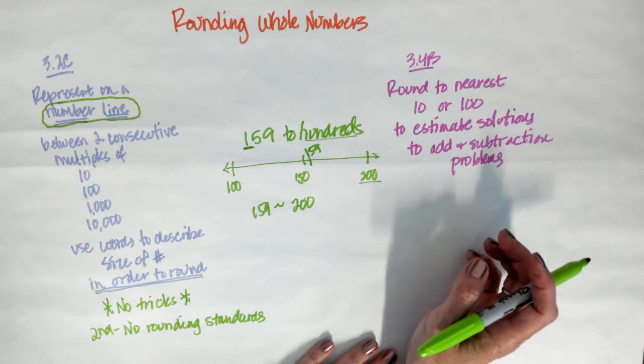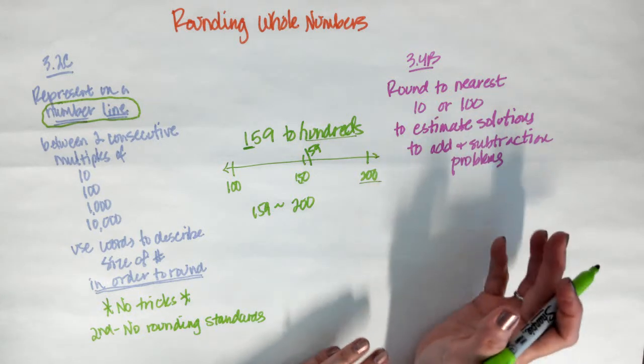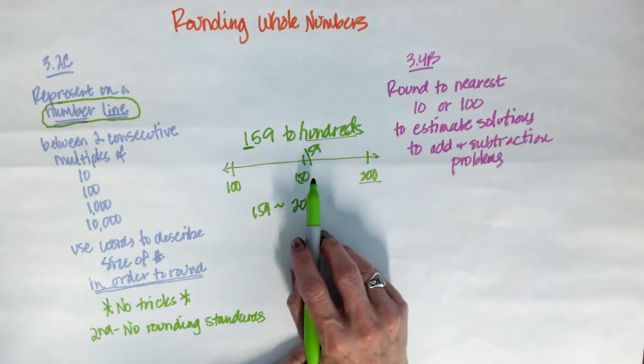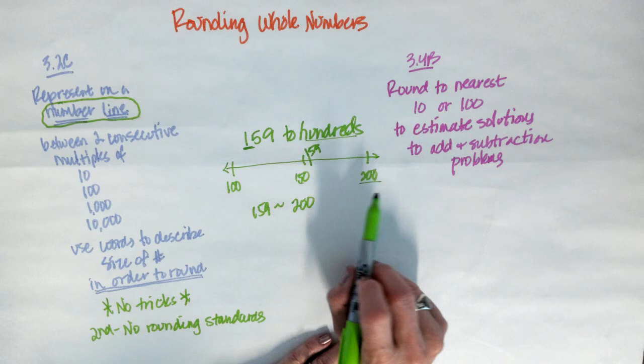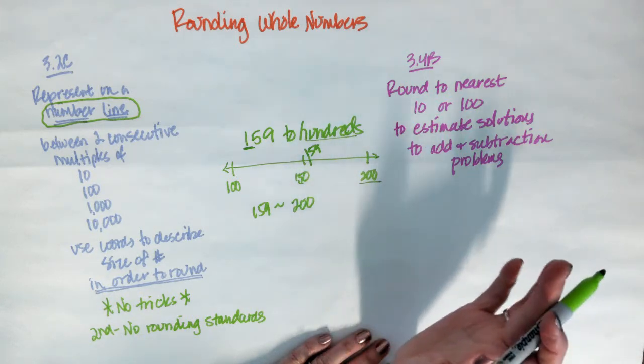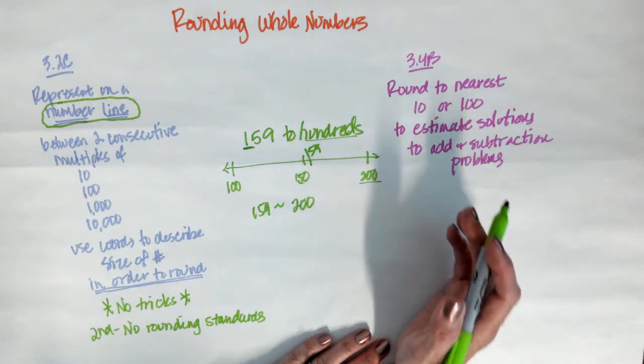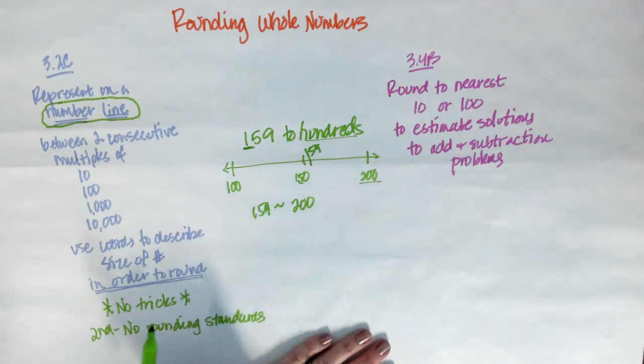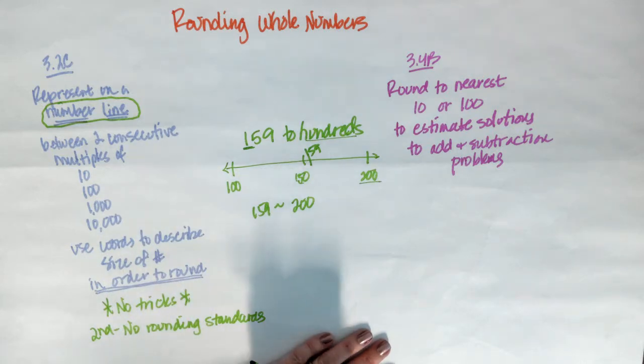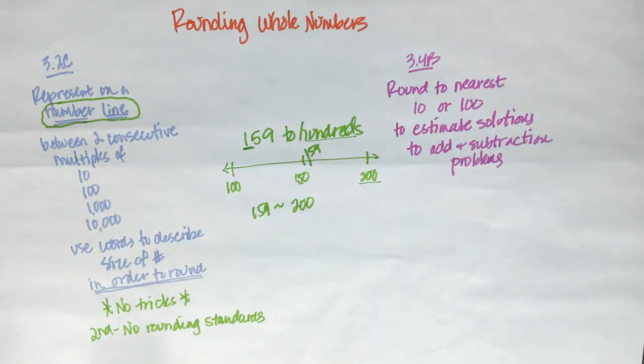And then I use words to describe the magnitude or the size. 159 is closer to 200. 143 would be closer to 100. So I'm using words to describe that. Now, in our standard 3.4B, let me go back to one thing before I move on.